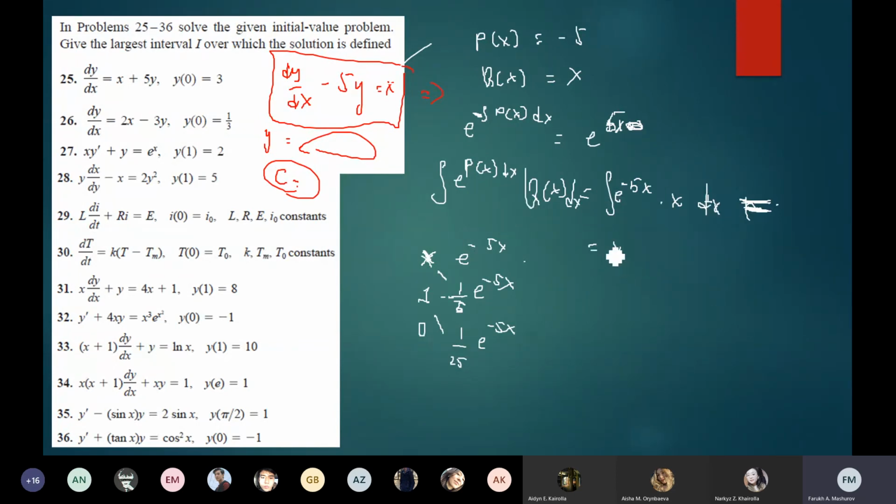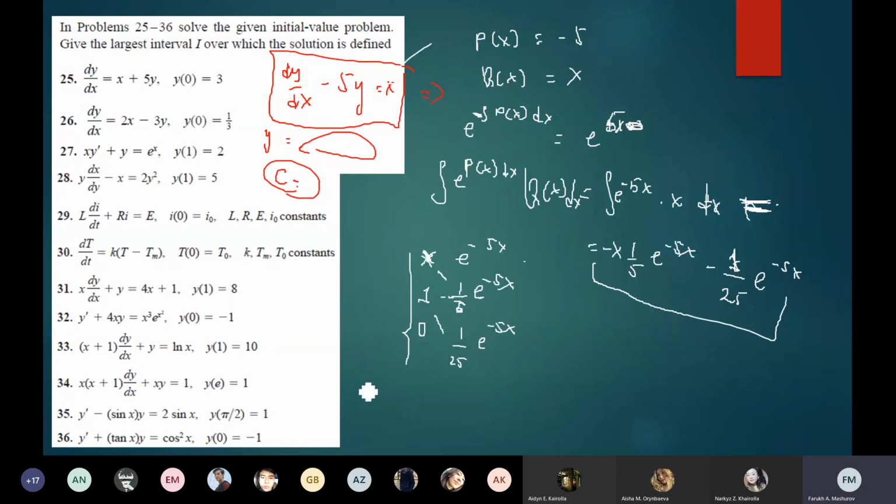So x times minus 1 over 5 e to the power minus 5x, and I need to multiply this one with minus sign. Again here will be what? Minus 1 over 25 e to the power minus 5x. So if you find the integral of this function, you will obtain this function, guys. If you know integration by parts, you understand this way. Now we found the integral of this function, and what will be the solution of this differential equation?